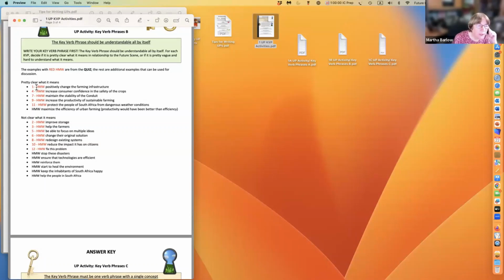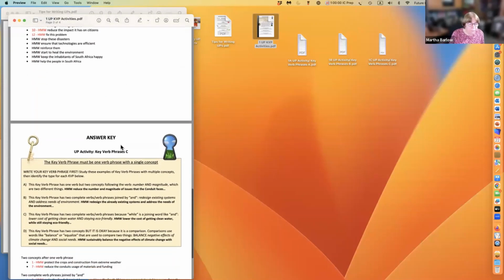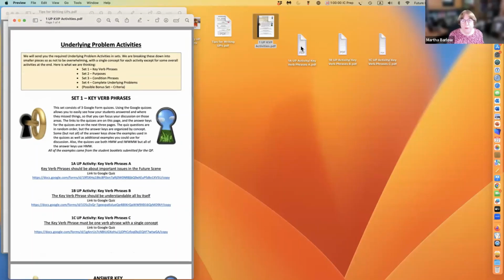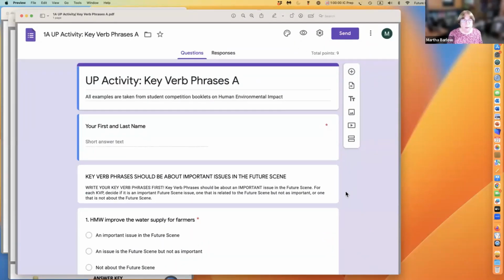The first one here, how might we positively change the farming infrastructure? I could pull that out and that would make sense to me once I've read the future scene. But some of these are, how might we help the farmers? Okay, that's so broad just as a KVP by itself, or how might we fix this problem? By itself, that is very, very broad. And then the third one on key verb phrases is focused on making sure it's one verb phrase with a single concept. So here is what those quizzes would look like once you get into Google.